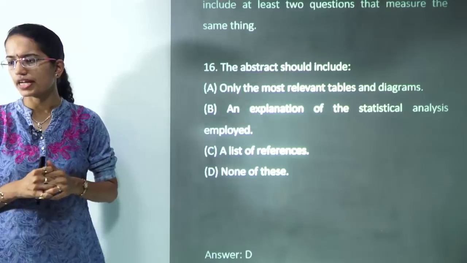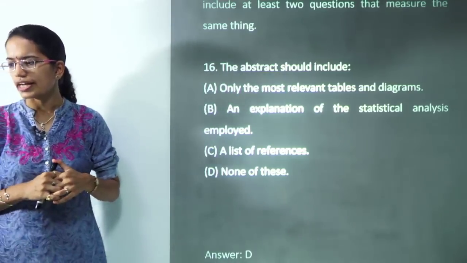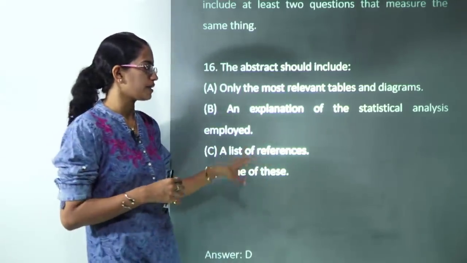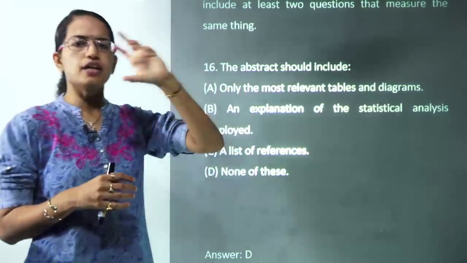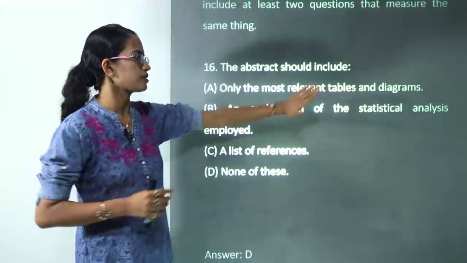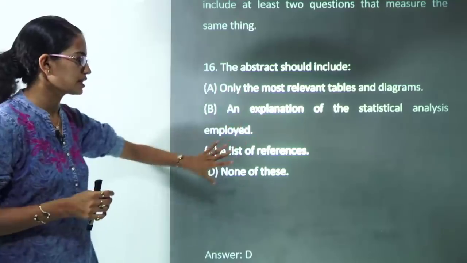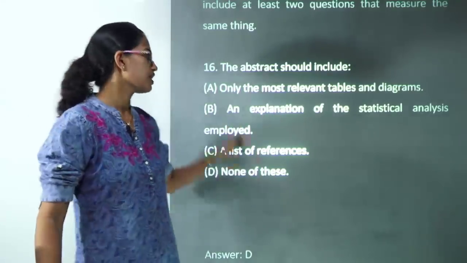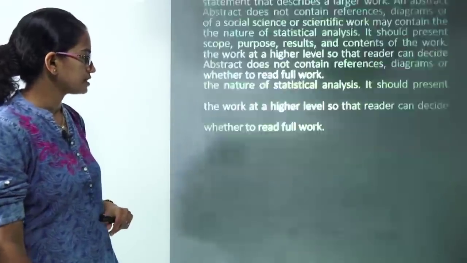16 D, great, Priyanka, correct. Okay, so Sonali, right. So none of these is a part of abstract. So abstract is a kind of quick summary of the complete research. So it shouldn't include any kind of tables, statistical analysis or the list of references. So none of these would be the right answer here.